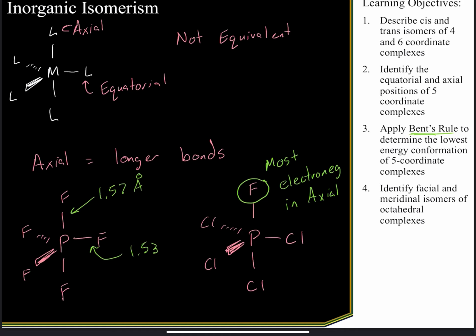We're going to see an application of this in our next video where we talk about how these isomers can interconvert. It's not quite as complicated as a chair flip from organic chemistry, but these isomers are not necessarily static. They can rearrange, and we can get switches between axial and equatorial positions, and we'll talk about that in a little bit. Again, we want to be able to apply Bent's rule, that the lowest energy conformation would have the more electronegative in these axial positions. We also want to know that axial and equatorial are not equivalent positions when it comes to these 5-coordinate complexes. We'll come back to this in just a minute when we talk about fluxional shifts.